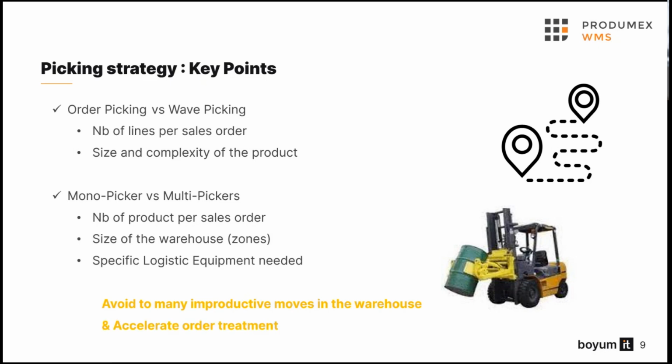And the other one is to accelerate order treatment. If picking one sales order takes you half a day, then it's too long. You need to make it quicker, so you probably need to split it, or you need to find another way to organize your warehouse and to make it quicker.